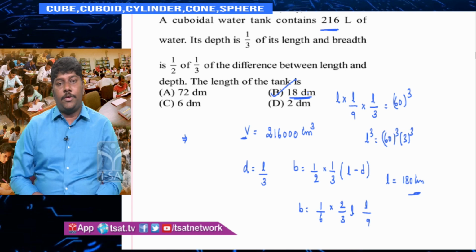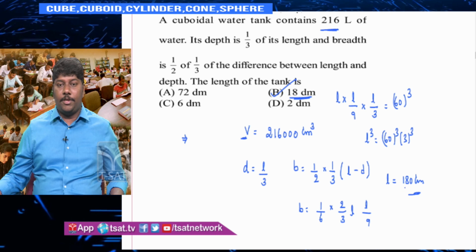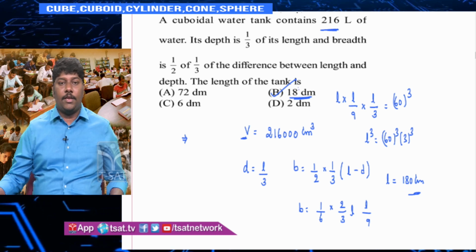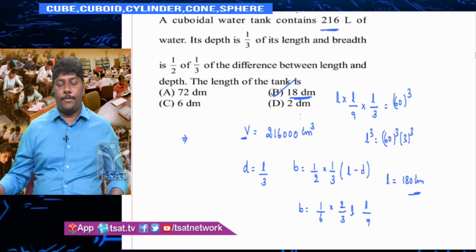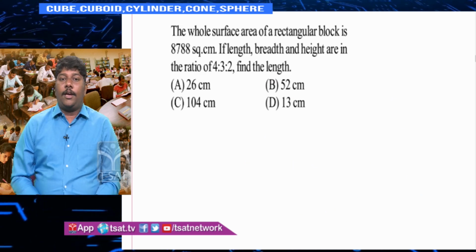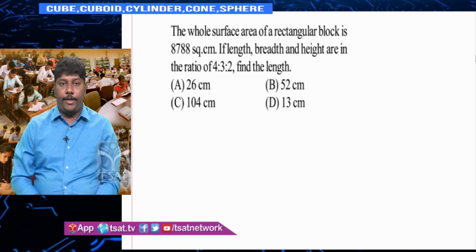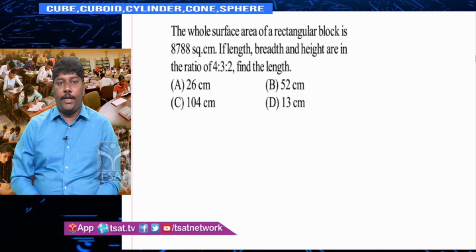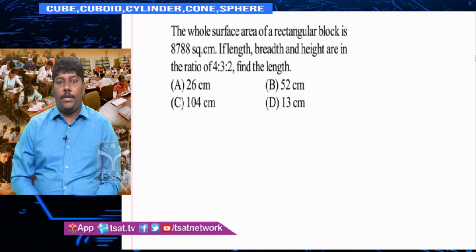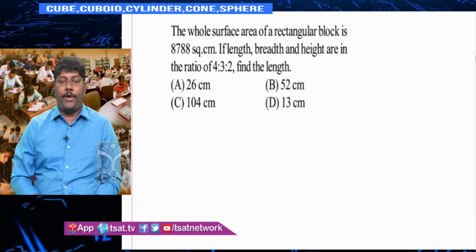Each decimeter is equals to 10 centimeters. So I am converting this centimeters to decimeter by dividing it by 10. It becomes 18 decimeters. Now look at the next one. The whole surface area of a rectangular block, so here rectangular block is nothing but a cuboid, is 8788 centimeter square. If length, breadth, height are in the ratio 4:3:2, find the length.